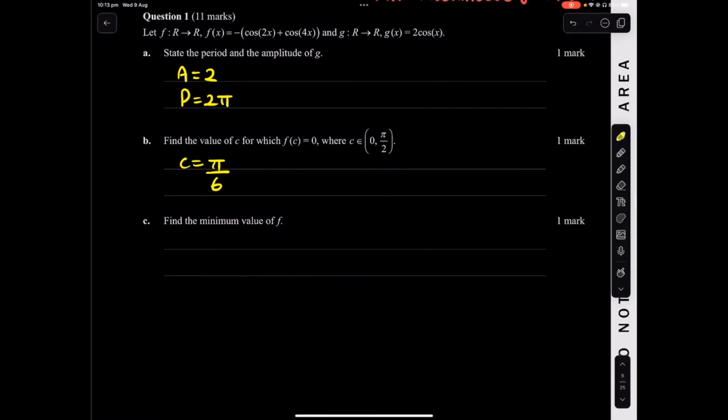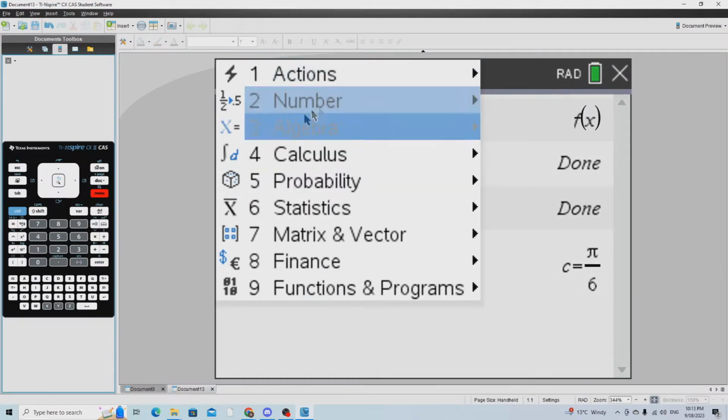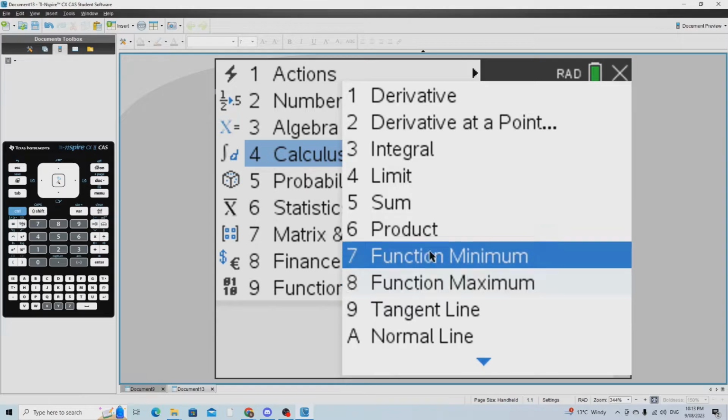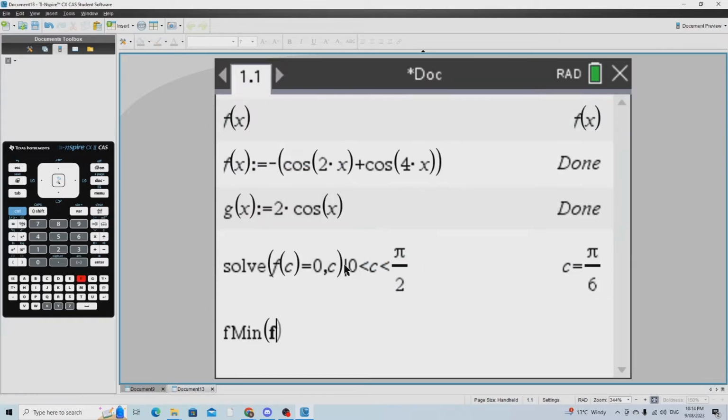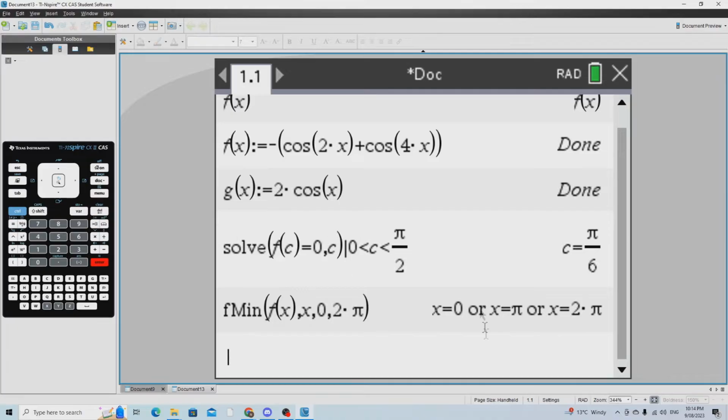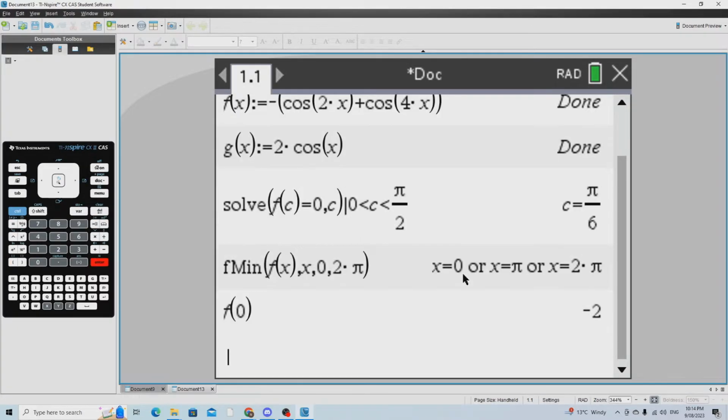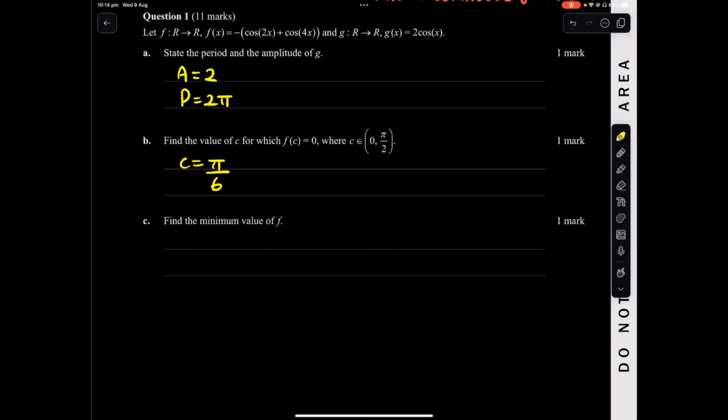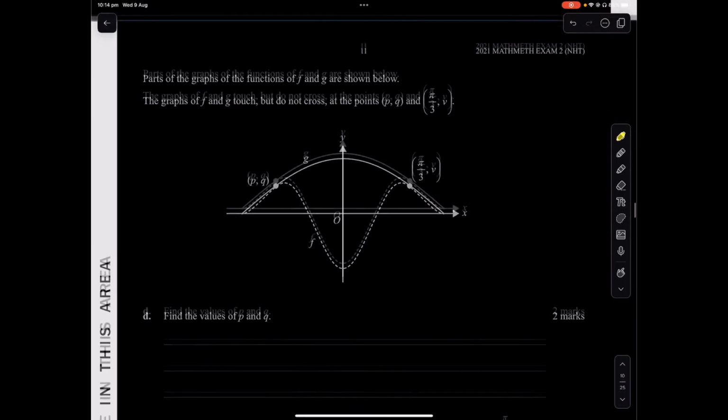Next question. Find the minimum value of f. Very easy. So what we're going to do is go on menu, calculus, minimum. And we're going to write f of x, x, let's say from 0 to maybe 2 pi to be safe. And we get these values. Just pick one. So f of, let's say 0, and that gives you negative 2 as your minimum. So your min is negative 2. Okay, go down. Next question.